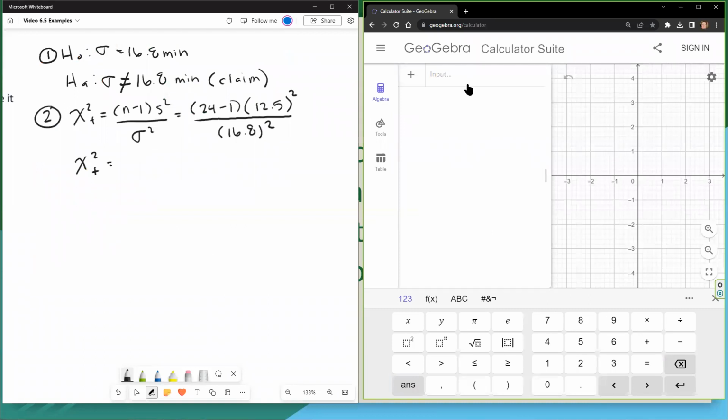Okay, so first we're just doing our plug and chug. 24 minus 1 is 23 times 12.5 squared divided by 16.8 squared. So we know our test statistic is 12.73.